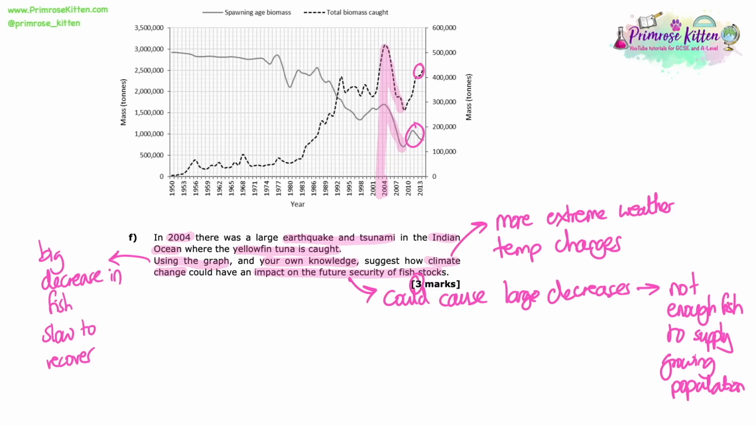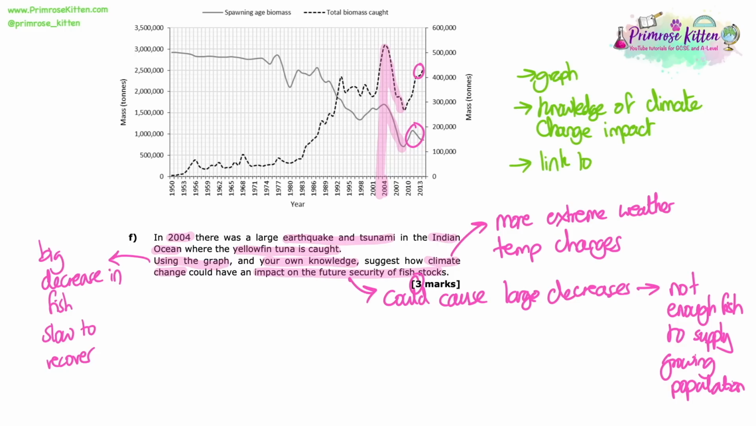Okay? So this is quite a hard question, because you've got to use the graph to get the clue about a big decrease and a lack of recovery. So that's our graph point. Then we've got to use our own knowledge about climate change. So think about what impacts climate change could have on fish stocks, or could cause fish numbers to decrease. So things like extreme weather, temperature changes, so storms and things like that, or big changes in ocean temperatures or ocean pH or things like that.